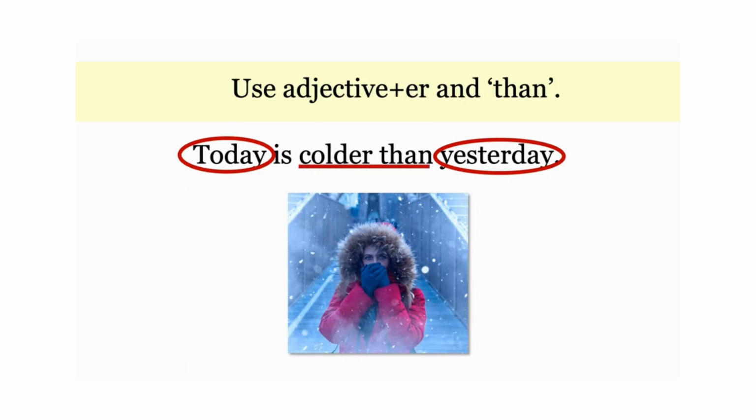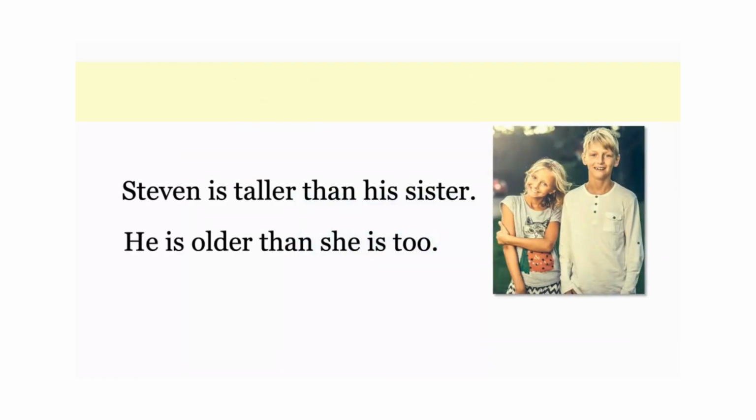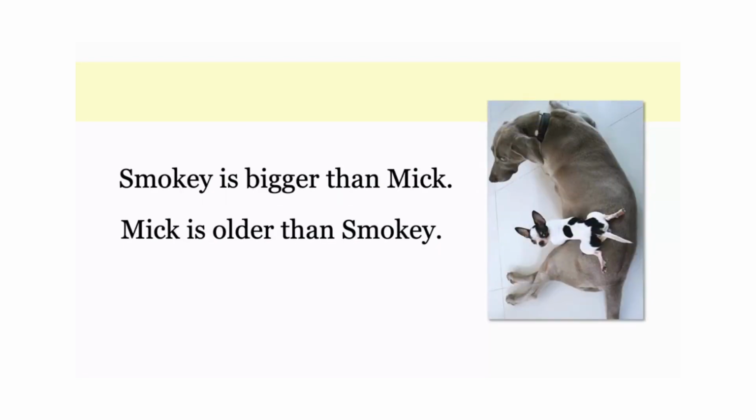Let's look at some more examples. Stephen is taller than his sister. He is older than she is too. Smokey is bigger than Mick. Mick is older than Smokey. Okay, notice in all of these sentences we have the same pattern. We have a verb. Here in the first sentence, that's is. And then we have the adjective with an er ending, bigger. And then we use the word than to make the comparison.